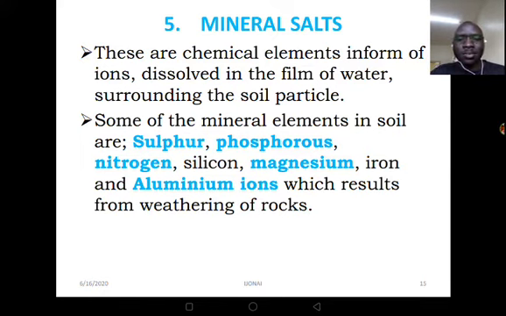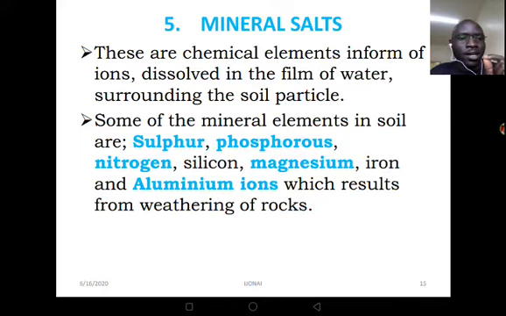Some of the mineral elements in the soil include sulfur. Do you know the symbol for sulfur from senior 1 chemistry? S, capital S. Phosphorus, nitrogen, silicon, and silicon is found majorly in sand, magnesium, aluminium, etc. And some of these are got from the weathered rocks. Remember, rocks have these minerals. And when they are weathered, when they are broken down, these minerals dissolve into the water which is found in the soil.